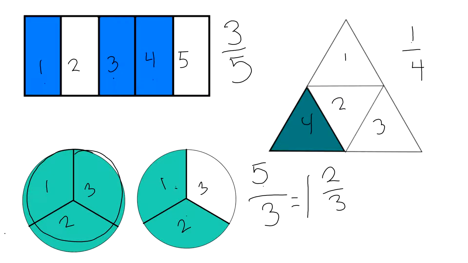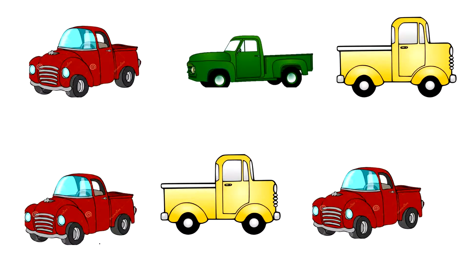So now, though, we're going to learn how to do fractions of a set. So I can think of a group of objects as being one whole. So I can think of this group of trucks as being a whole. So this is one whole set. And if I think of this group of trucks as being one whole set, I can find some fractions in it.